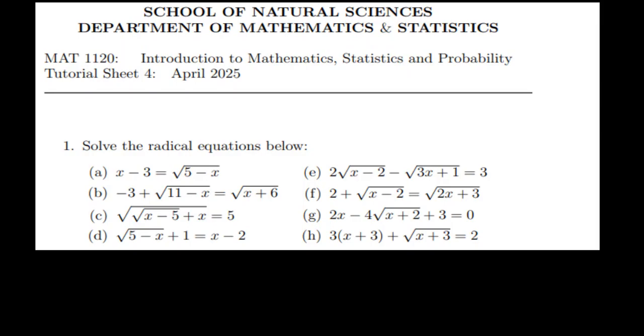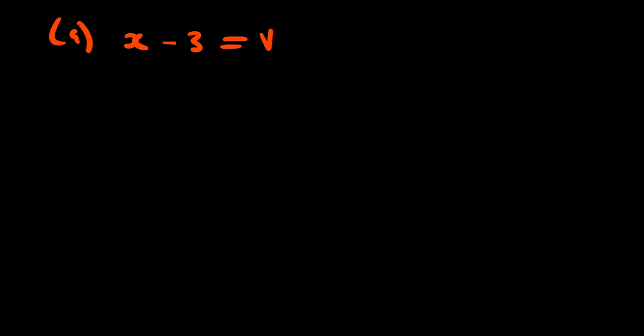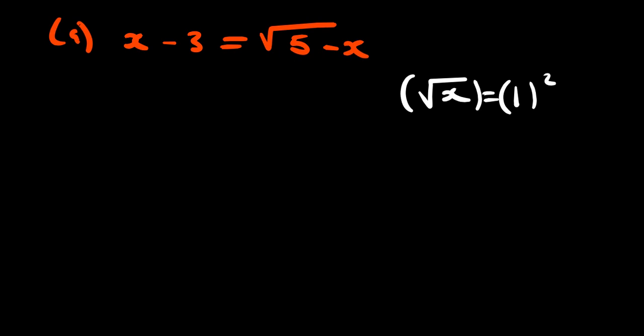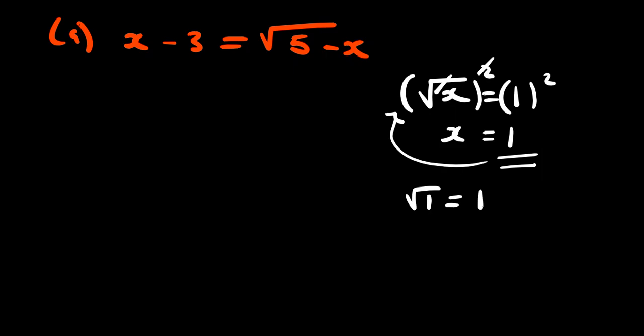So the first question is x minus 3 is equal to the square root of 5 minus x. I must remind you the way you solve radical equations. Let me say you have the square root of x is equal to 1. So the way you're going to do this, you square on both sides. The square and the root will cancel, so you have x is equal to 1. The one that you found, you have to test it in the equation to see if it really satisfies the solution. So you're going to say the square root of 1 is equal to 1. The square root of 1 is just a 1 or a minus 1, so we're just going to get the positive 1. Hence 1 is a solution.